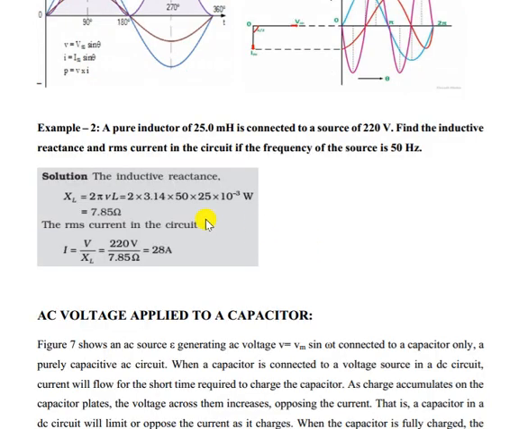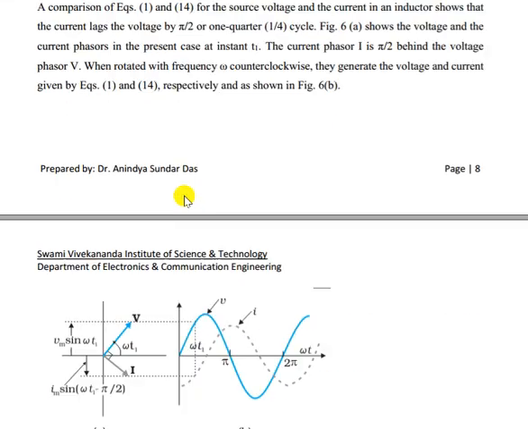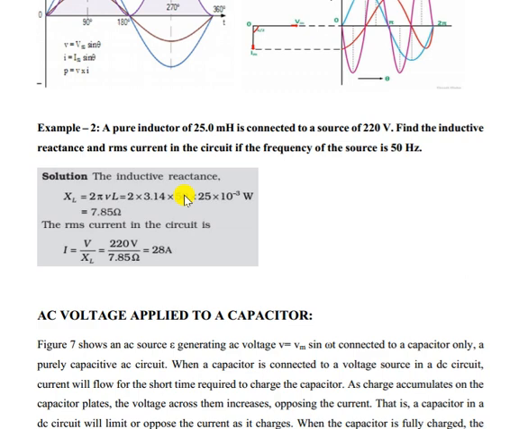Say a simple example: a pure inductor with a value of L of 25 millihenry is connected to a 20 volt source. Find the inductive reactance and RMS current in the circuit, where the frequency of the source is 50 Hz. Now XL is nothing but omega into L, and omega is 2 pi f. So XL equals 2 pi times 50 Hz times L, 25 into 10 to the minus 3, so that many ohm. The unit of inductive reactance is also ohm.